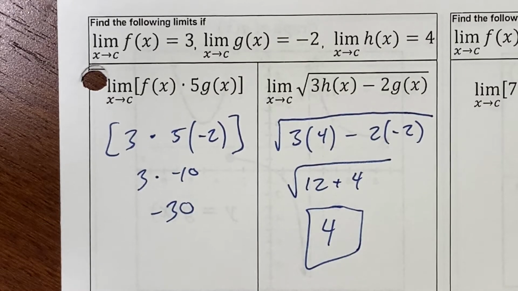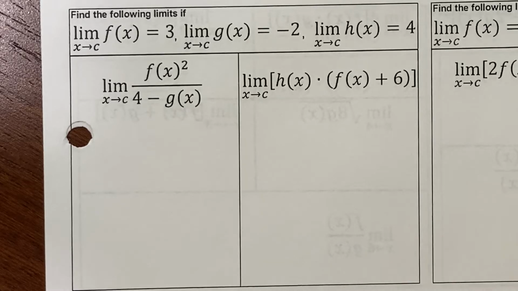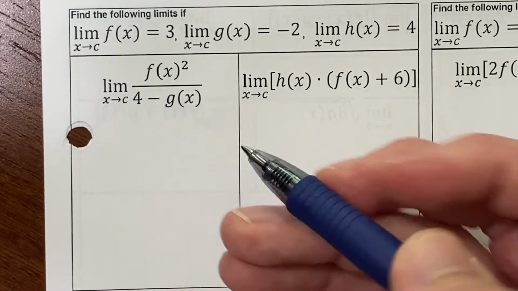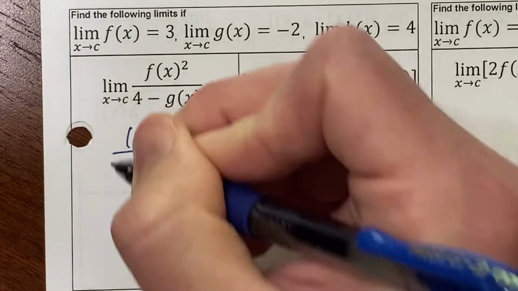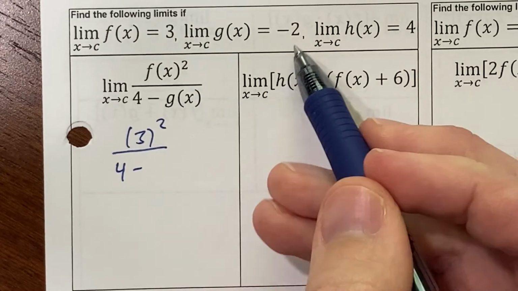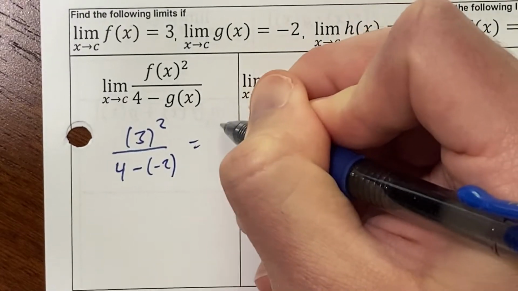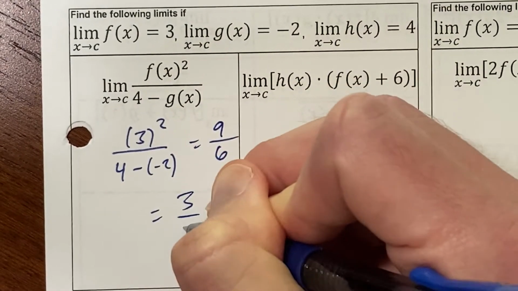Okay, let's slide down. All right, we've got limit of f of x is 3, so that's going to be 3 squared. And then 4 minus the limit of g of x, which is negative 2. So this is like saying 9 over 6. That reduces to 3 over 2.